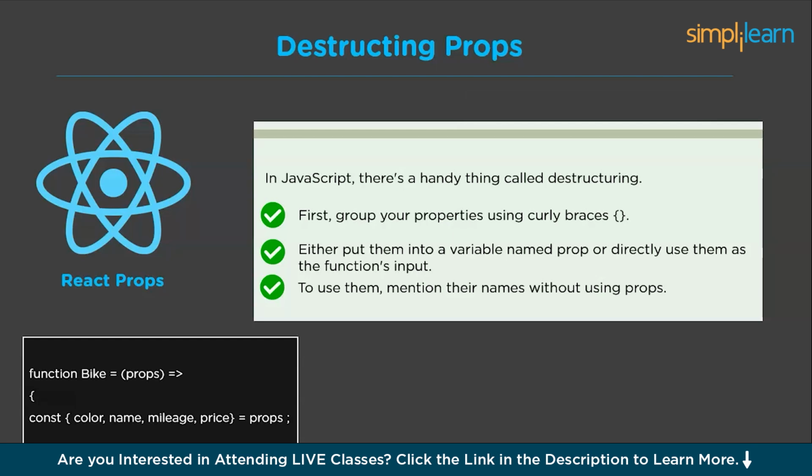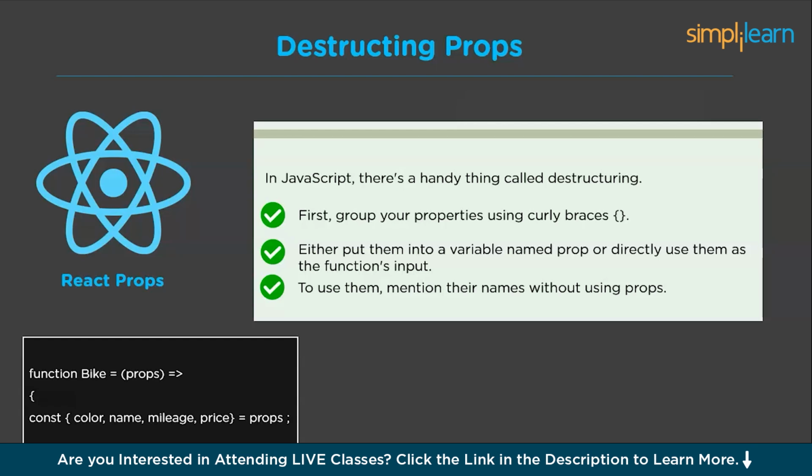So as you can see in this example, this child component is receiving props, and then we are destructuring it into the variables that are being passed from the parent component. As you can see, the variables are color, name, mileage, price. So these are the attributes that are being passed from the parent to the child component. Now the child component is destructuring these attributes so that we can use them as they are. Instead of using props.color, props.name, we can simply use their names, that is color, name, mileage, etc.